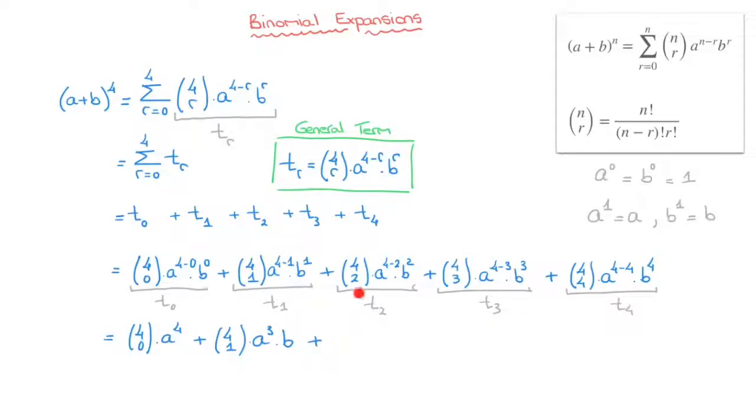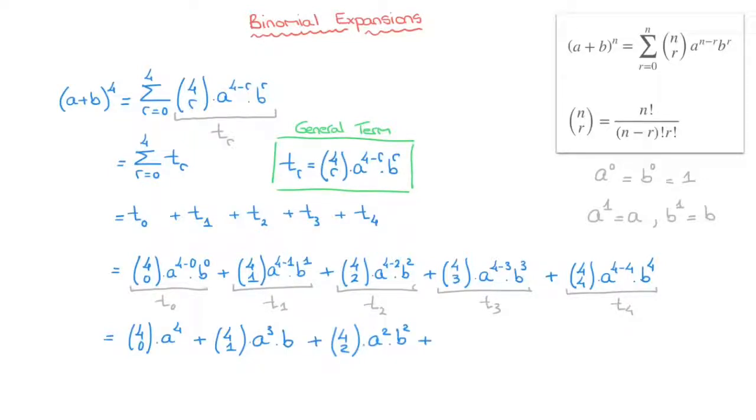The binomial coefficient is 4, 2. So that's 4, 2. And that multiplies a raised to the power of 4 minus 2. So that's a raised to the power of 2 times b raised to the power of 2. So I write that as well. That's b raised to the power of 2.